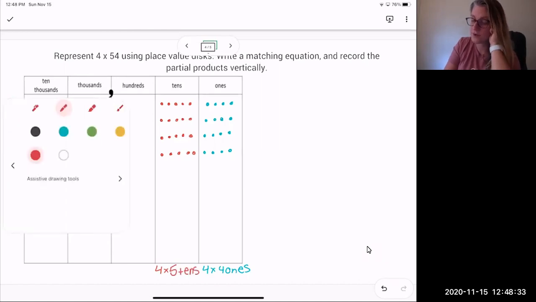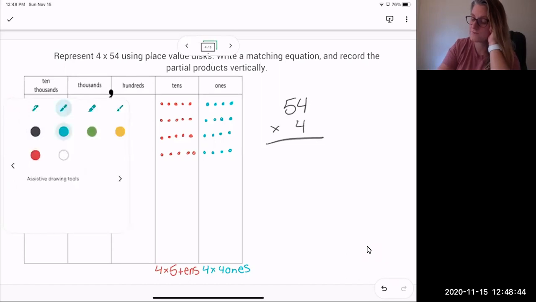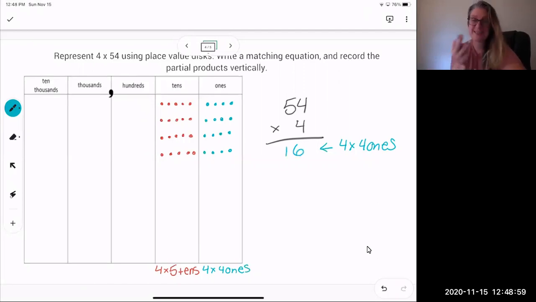Okay, and then I'm going to write my problem vertically. So 54 times 4. Then I'm going to record my partial products. I'm going to do my ones first. 4 times 4 ones is equal to 16. I can see that I have more than 10 place value discs in my ones place, so I want to regroup them.